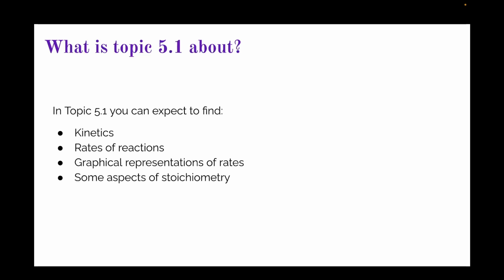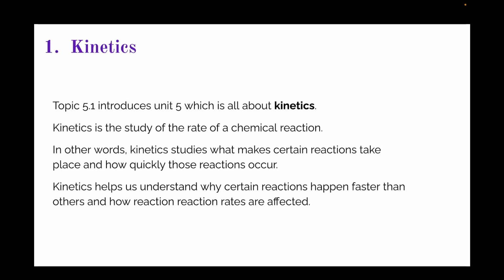Well, in 5.1 you can expect to find kinetics, rates of reactions, graphical representations of rates, and just a little bit of stoichiometry. So starting off with kinetics, Topic 5.1 introduces Unit 5, which is all about kinetics. Kinetics is basically the study of the rate of a chemical reaction, which means that kinetics studies what makes certain reactions take place and how quickly those reactions occur. And so that's what the rate of it is, like how fast it occurs.